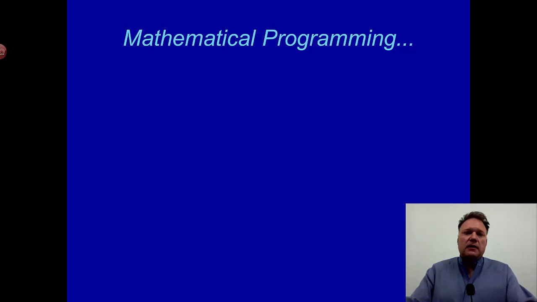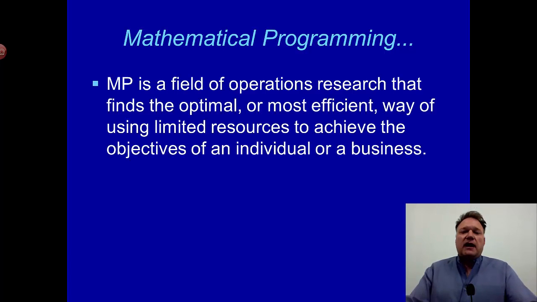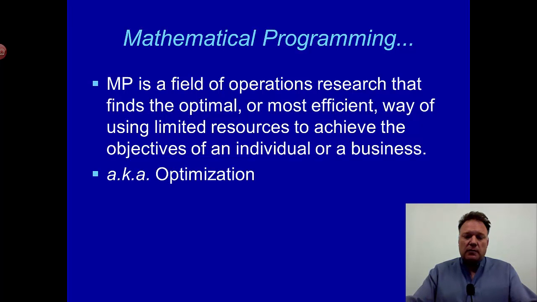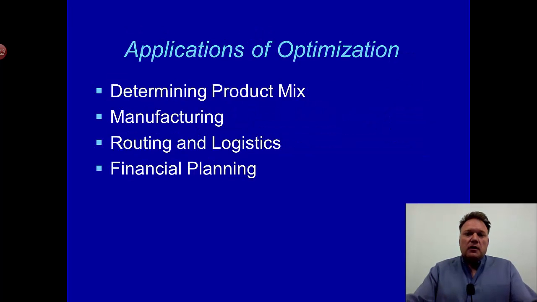Mathematical programming is used to help find the optimal or most efficient way of using those limited resources to achieve an objective, usually maximizing profit or minimizing cost. These are called optimization problems. Optimization problems can be used in places like manufacturing, so for determining how much of different products to manufacture, routing, logistics, financial planning, marketing. There's a whole lot of applications.